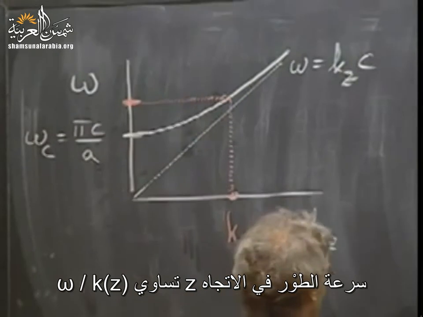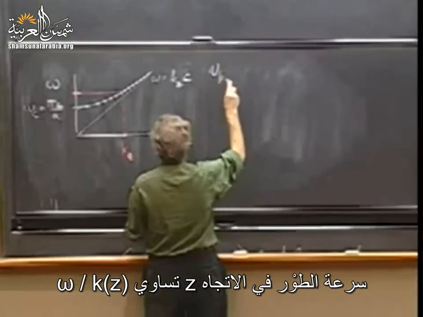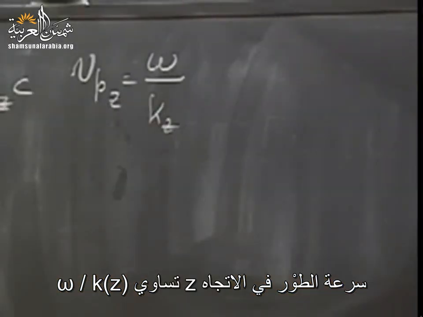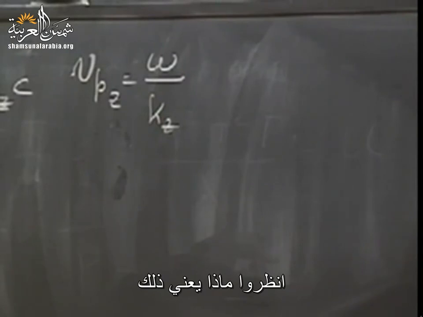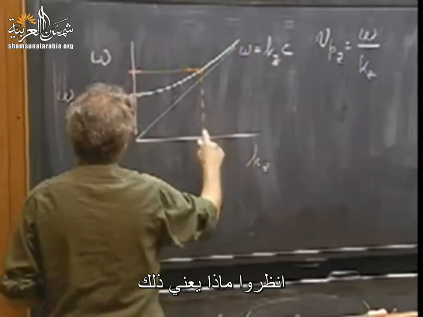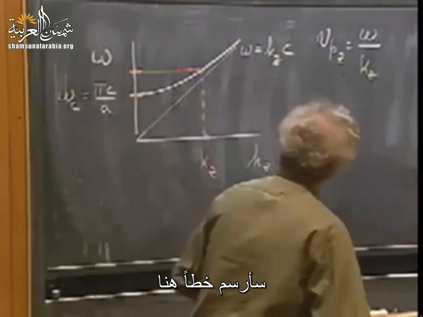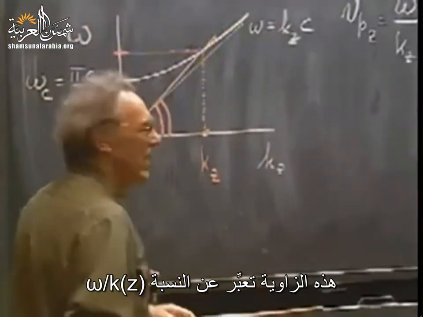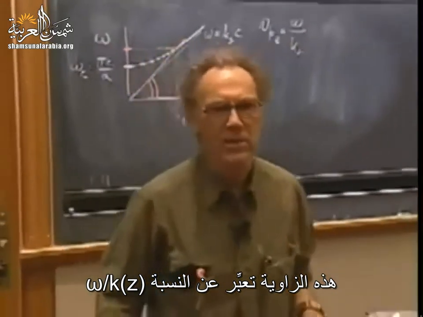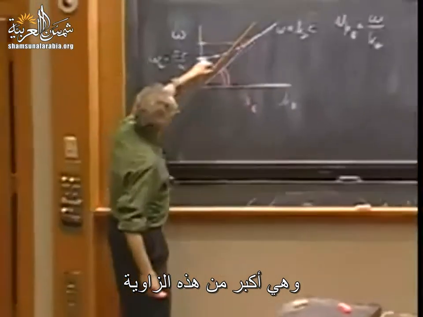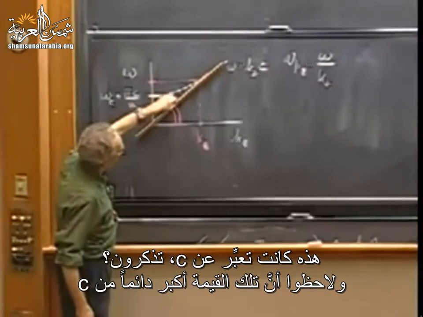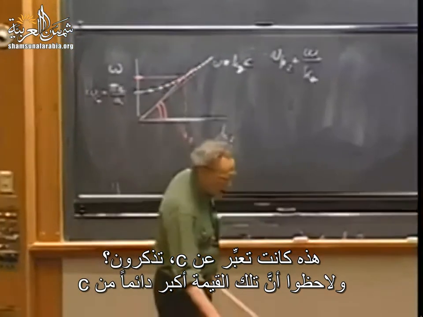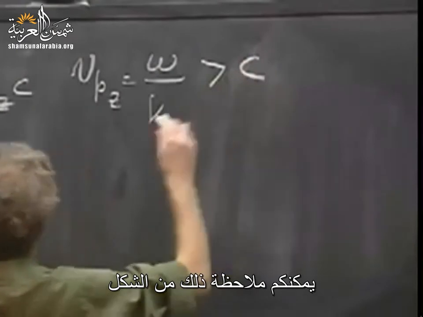The phase velocity in the z direction, v phase in the z direction, is omega divided by kz. Well, look what that means. Omega divided by kz. So I can draw a line here, and this angle is an indication for the ratio omega divided by kz. Which is larger, this angle is higher than this one. And this was c, remember? And so you see that that value is always larger than c. You can just see that by looking at the graph.